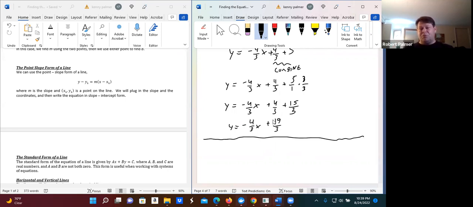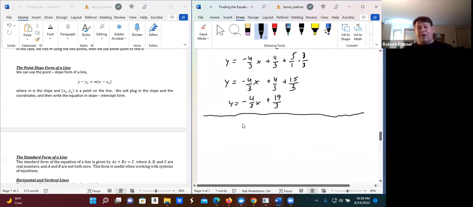Okay, and once again, I said this is the best form because if I simply gave you this equation, you can pick out right away what the slope is, the coefficient in front of the x, including the sign, and then the y-intercept, the y-coordinate of the y-intercept is this, 19/3.